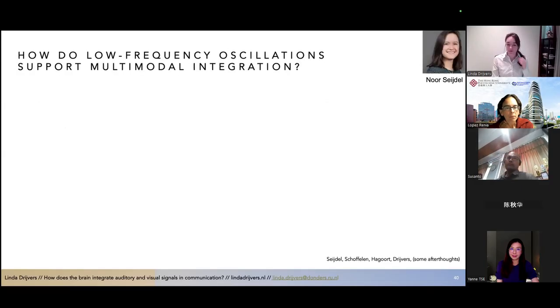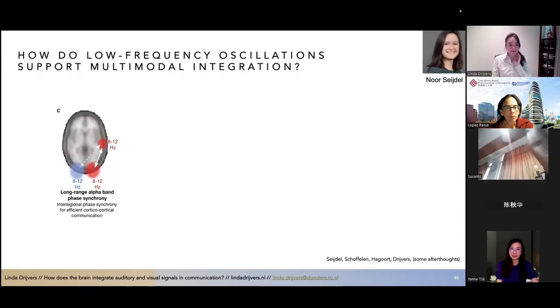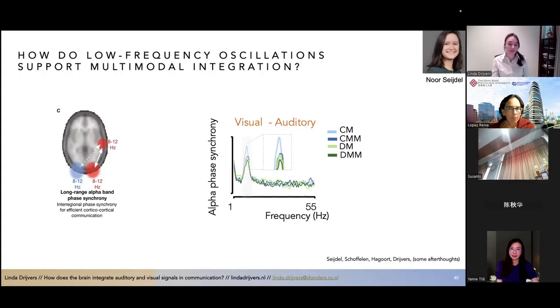Noor Seidel, the postdoc that I was talking about, tested this in our data as well. So she wanted to see if the synchronization between these auditory and visual regions in the brain could also predict integration. And indeed, in the case of a clear speech and a matching gesture, we saw that the synchronization, so the communication between these early sensory regions, is also stronger in conditions where this lower order interaction is easiest.